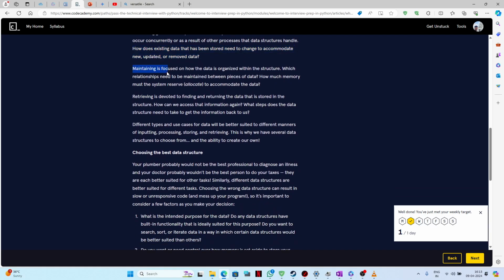Maintaining. Maintaining is focused on how the data is organized within the structure. Which relationships need to be maintained between pieces of data? How much memory must the system reserve or allocate to accommodate the data?